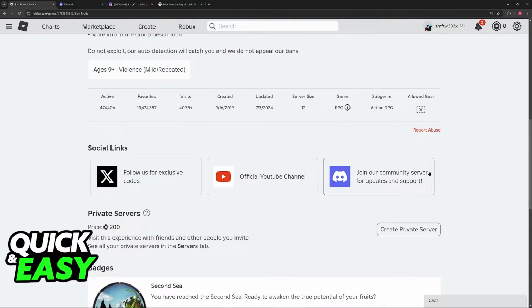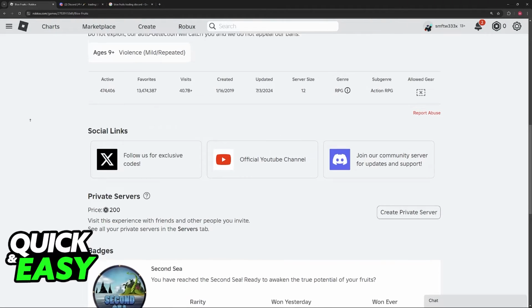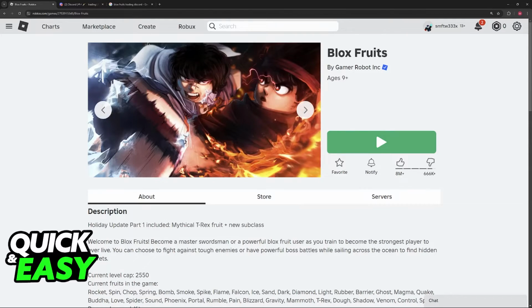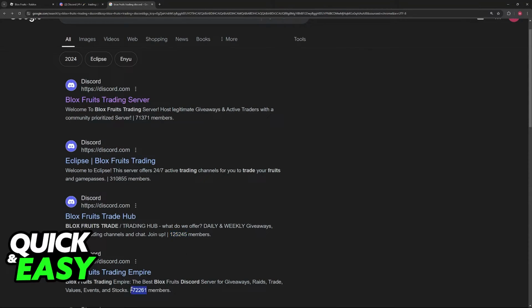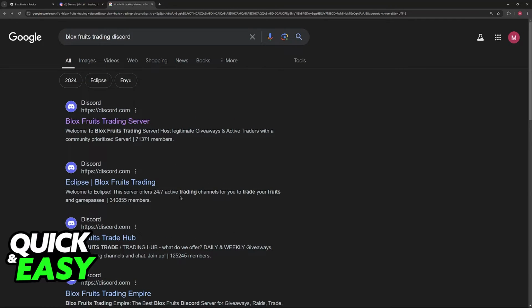But if you are on the official Bloxfruit server, you will be able to find a trading channel in there, and you can just interact with others to trade. Alternatively, look for Bloxfruit's trading Discords on Google. As you can see, there are a bunch. I chose this one, Eclipse, for this video, which has more than 300,000 members, but you also have this one with 70,000, this one with 100,000, and another one with 70. So just choose any of these.